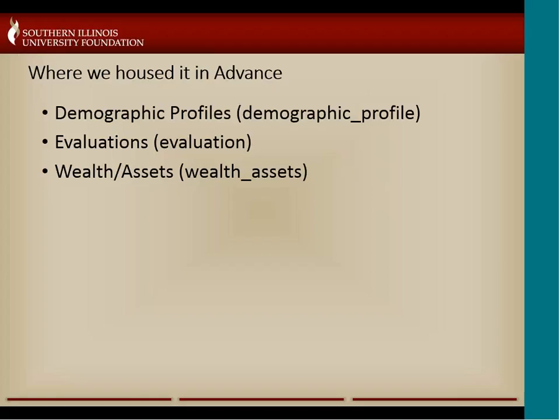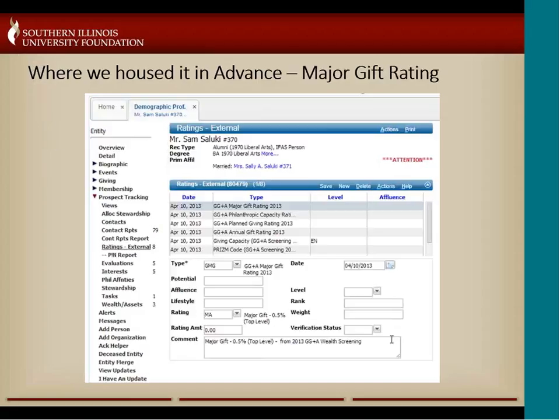For those who are Ellucian customers, we put it in 3 different areas in Advance. We put it in demographic profiles, which we call external ratings, evaluations, and then we had some wealth and asset data as well. So those are the 3 main areas we put it into Advance, and we're going to show you a little bit of that from the application's perspective.